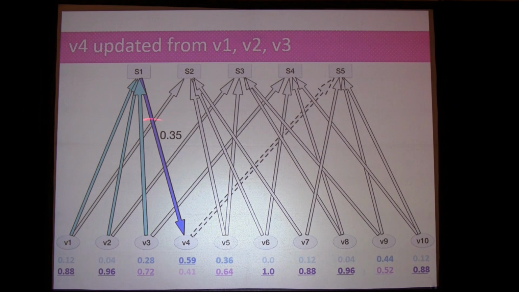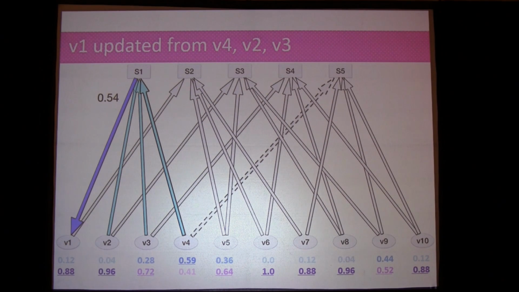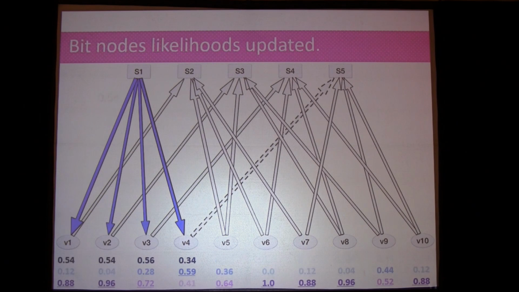This number here to this V4 was composed of the information from these nodes sent here, and now it's going to send it back to this one. It's going to do the same thing for all of them. So now we've updated our bit nodes. And we're doing this in each one of these. This is not just happening here, it's all happening in parallel.